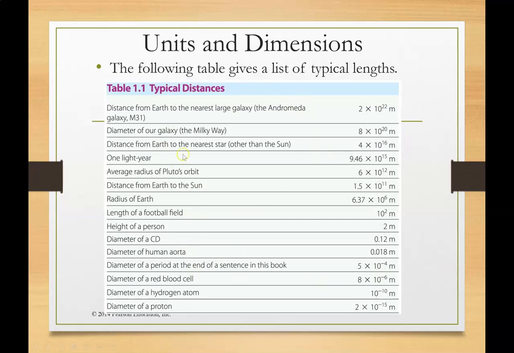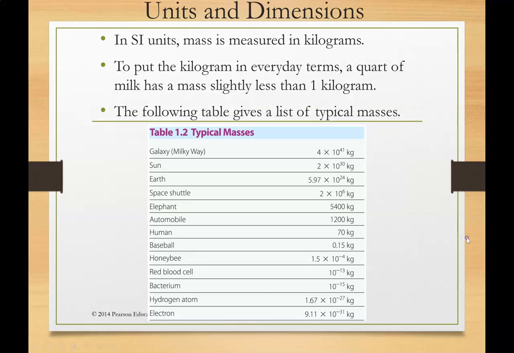Here are some basic typical lengths for some different things, just to give you a rough idea of how long some of these things are. A football field is 100 meters in length. The height of a person is about 2 meters. And then you can get into some really teeny tiny measurements and some really large measurements.